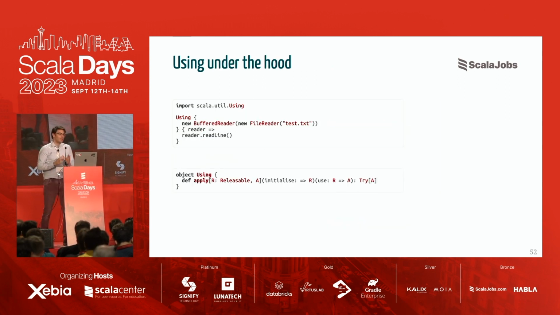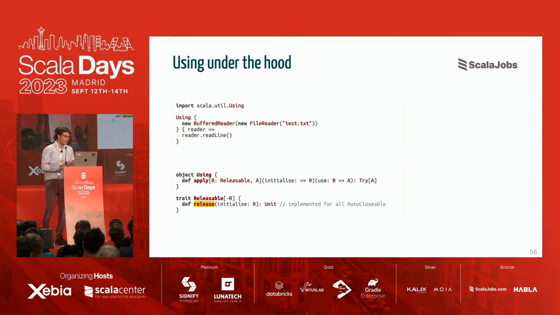Now, I said that using closes this resource automatically, and it's magic. Magic is cool, but debugging magic is not cool. So it's quite important to understand a bit what happens behind the scenes. How does it close stuff? It does it thanks to this constraint here. You see that the type of the resource needs to have an instance of the type class Releasable. And Releasable is a trait that has a single method, release, that takes the resource and does something with it.